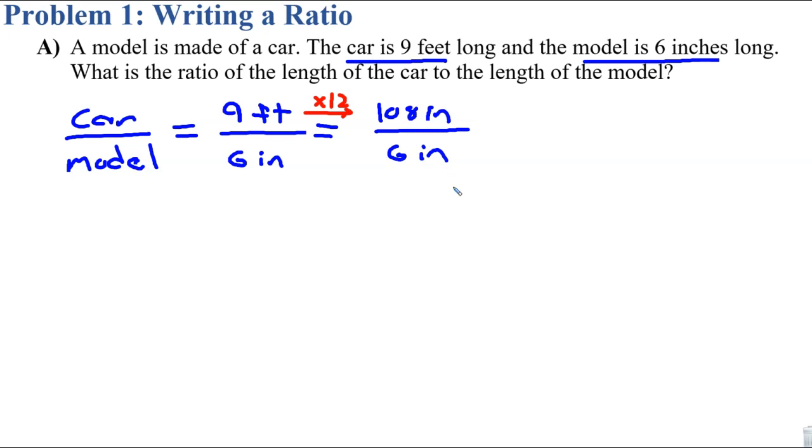And now what I can do is I can divide 108 divided by 6 is going to give me 18. So I could write this as a ratio of 18 to 1. And what this number is telling me is that the car is 18 times the size of the model. That's kind of the idea of a scale factor, which we'll talk about in a few minutes. Okay, but anyways, that's how you write a ratio of two quantities. Okay, you have to first make sure they're in the terms of the same units, convert if you need to, and then reduce it.